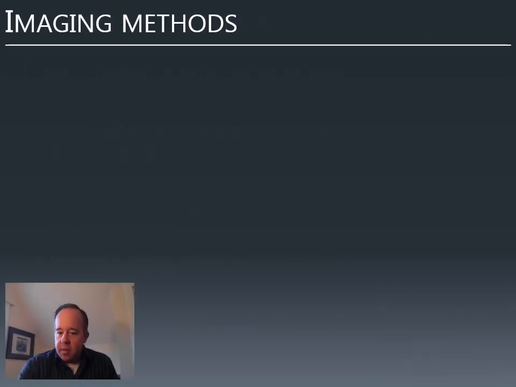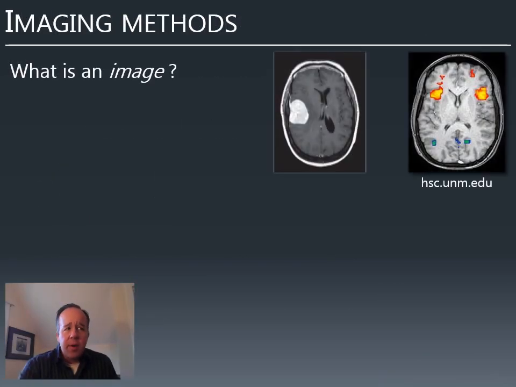So we'll start with imaging methods. And the first thing we have to ask ourselves is, what is an image, before we get to imaging methods? Well, an image is a picture, we know that. And we see here on the right two images. One is entirely grayscale, the other is grayscale and color images combined.